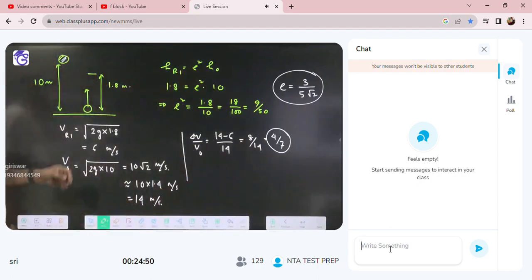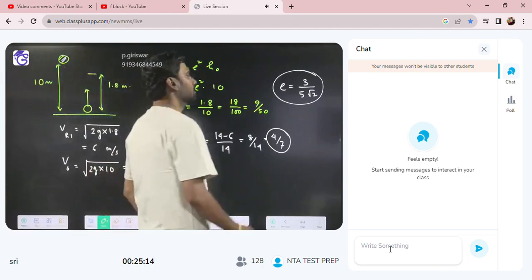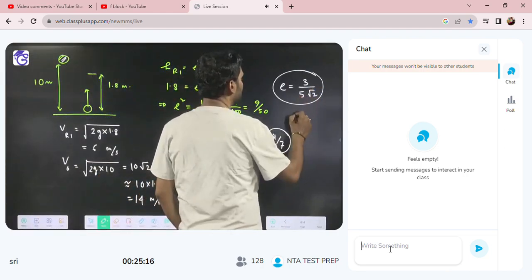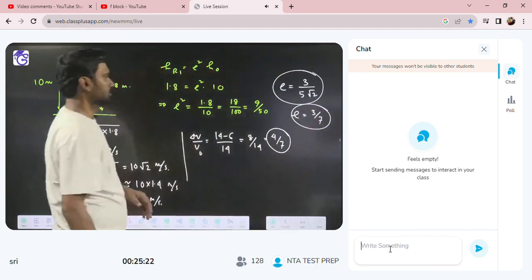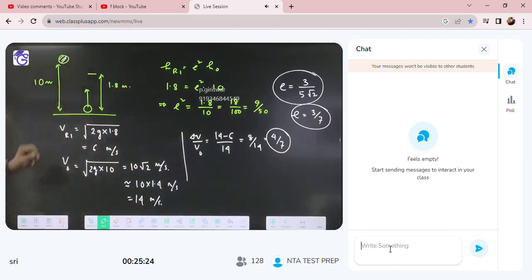Got it? You can write this also. Root 2 equal to 1.4 you can put. So this will come 3 by 7 then, approximately.